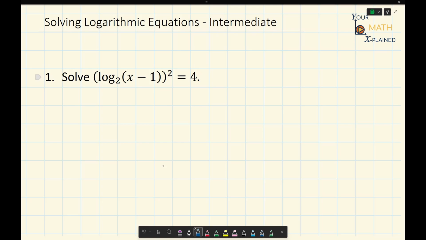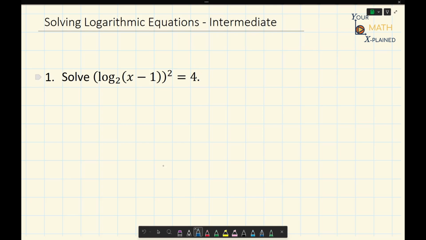Here is our first question. So notice how the left side has a squared. But we can't actually apply the power rule here because the squared is squaring the entire left side. It is not squaring just the argument. So the power rule only applies when the exponent is on the argument, not the entire log expression.